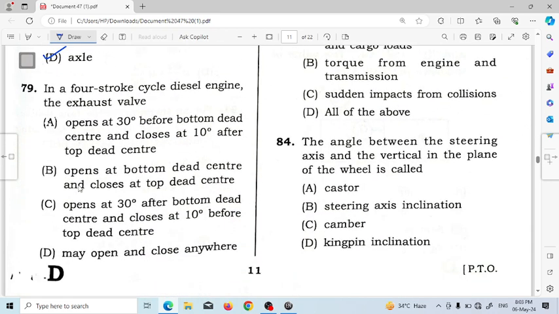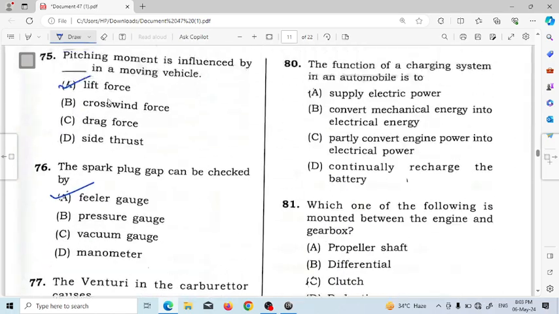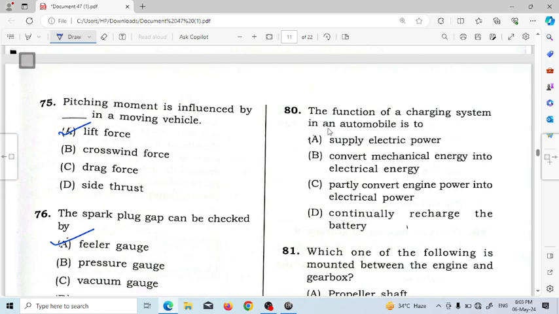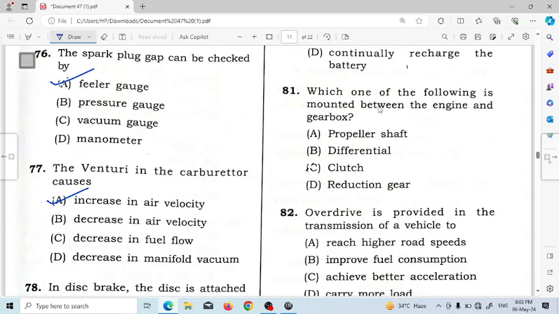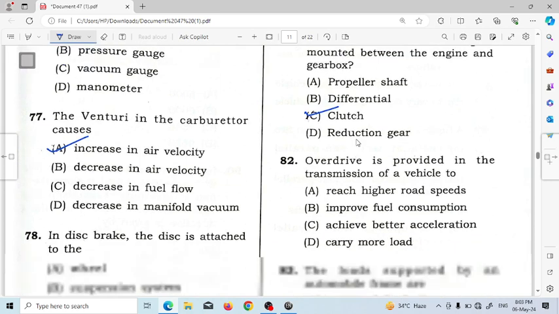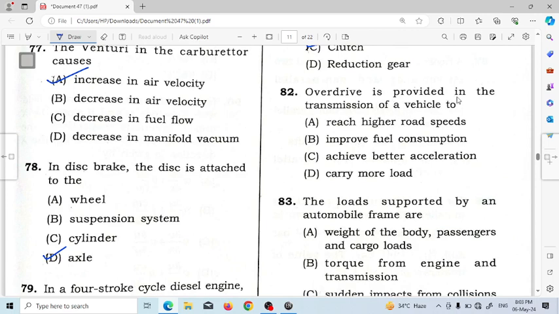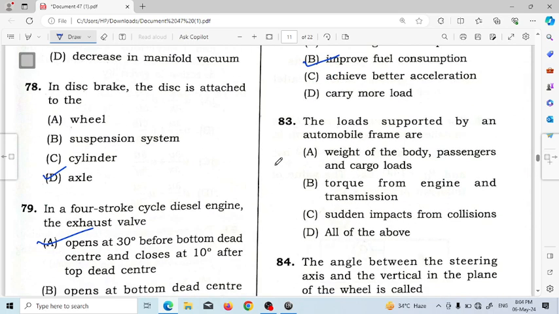Next, 79. In a four-stroke cycle diesel engine, the exhaust valve opens at 30 degrees before bottom dead center and closes at 10 degrees after top dead center. So option A is the correct answer. Next, question number 80. The function of the charging system in an automobile is to supply electric power. Next, which one of the following is mounted between engine and gearbox? The clutch is mounted between engine and gearbox. So C is the correct answer. Next, overdrive is provided in the transmission of a vehicle to improve fuel consumption. 82, option B is the correct answer.